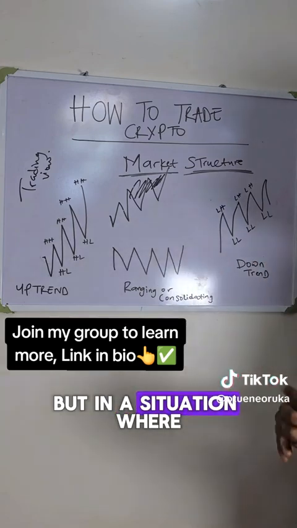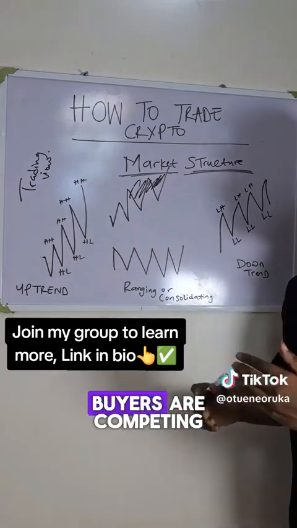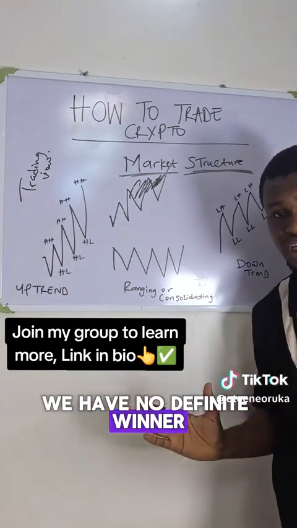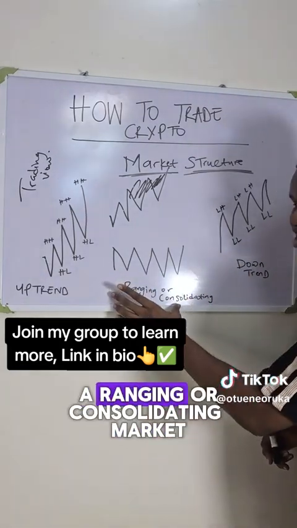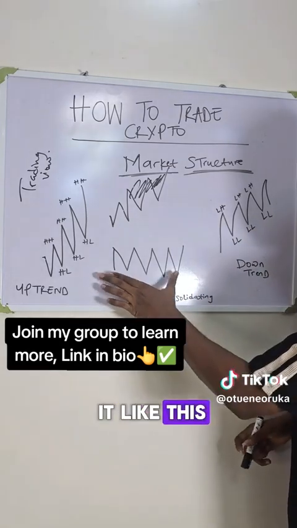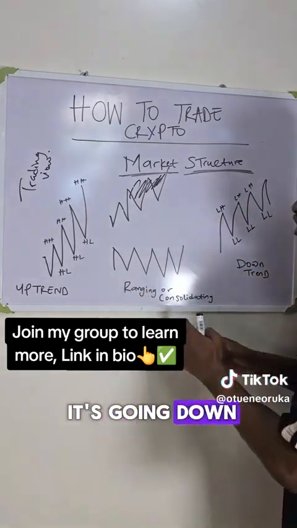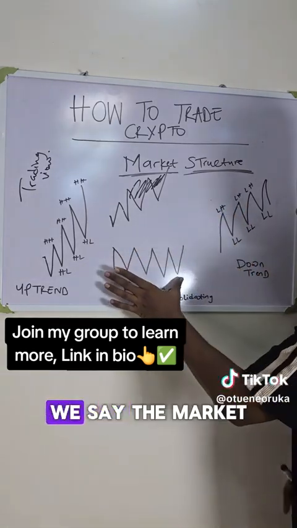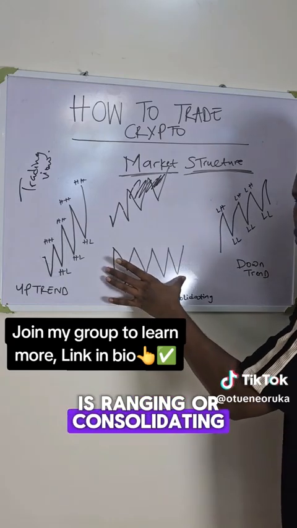But in a situation where the sellers and the buyers are competing, we have no definite winner. We say the market is in a ranging or consolidating market. In such a way that you are going to see it like this. You will not know if it's going up, you will not know if it's going down. It should just be ranging. We say the market is ranging or consolidating.